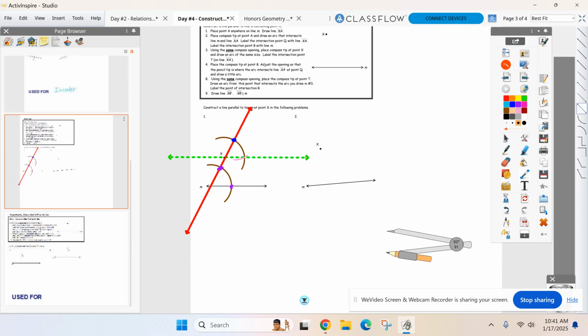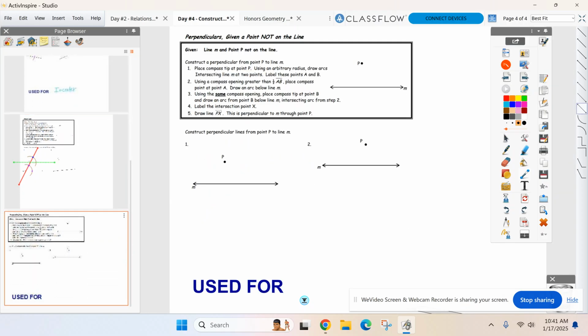And finally, the fourth option it could be is a perpendicular line where the point is not on the line. Okay, let's take a look here. So I need a perpendicular line going through P and perpendicular to M.